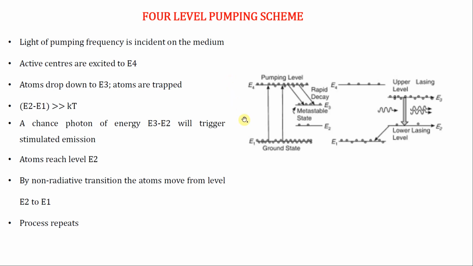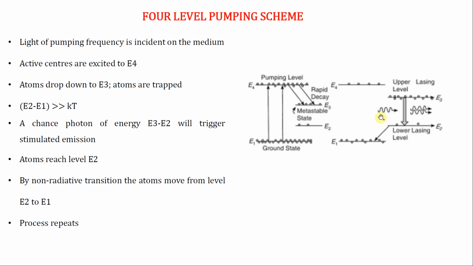So light is being incident on the medium. The active centers absorb the light, get excited to the highest energy level, that is E4, and then they drop down to the level E3, a metastable state, and between E3 and E2 is where the stimulated emission is going to take place.